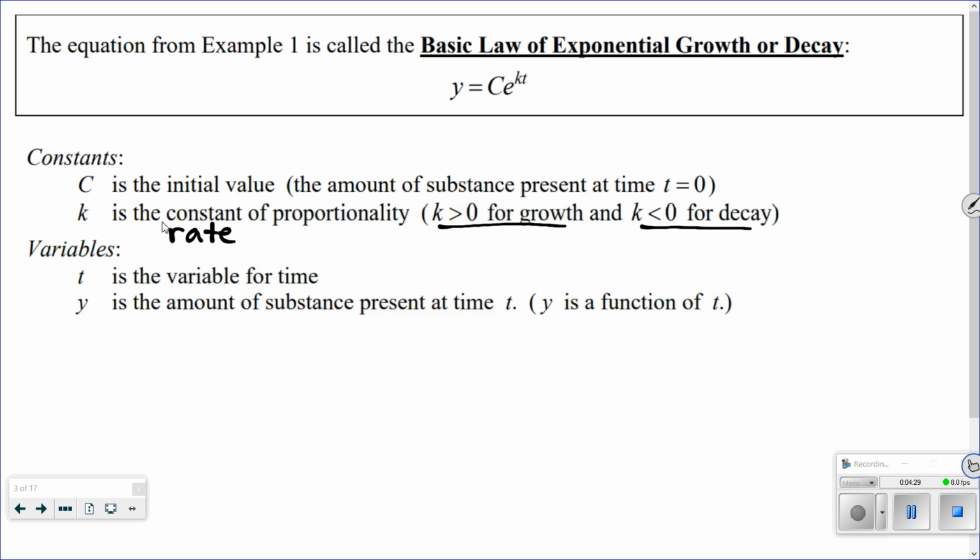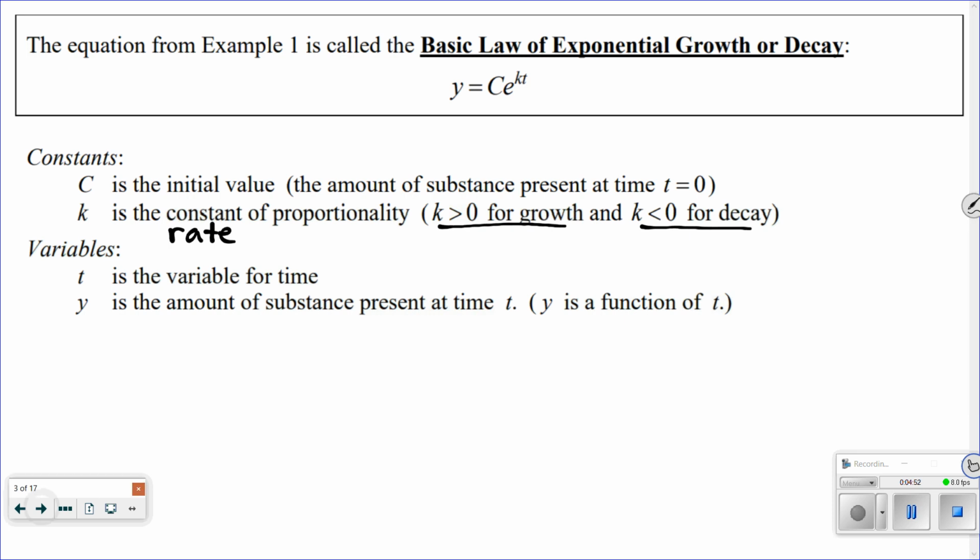The Y and the T are your two variables. So as time goes by, Y gives you the amount of the substance at any given time. So if you plug 5 in for T, then it'd give you the amount at 5 years, or whatever your unit of time is. So you're not plugging things in for Y and T. When you're finding your model, you're trying to find C and K. Those are two things you have to find.